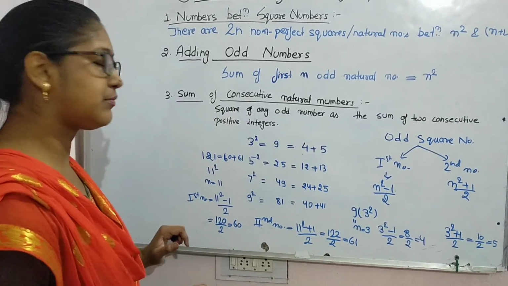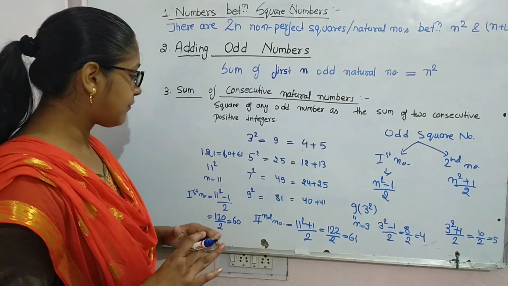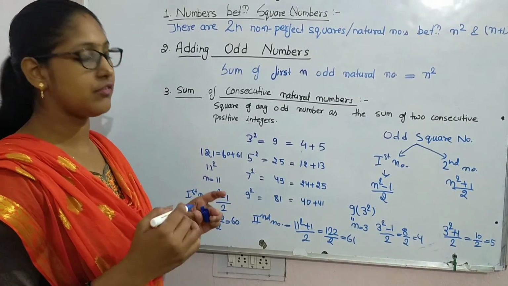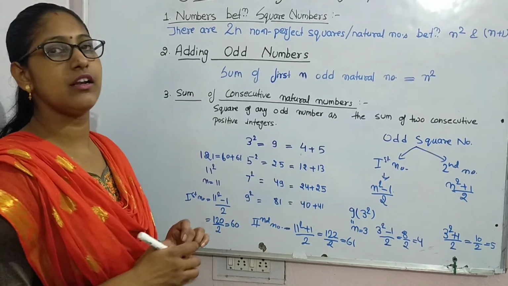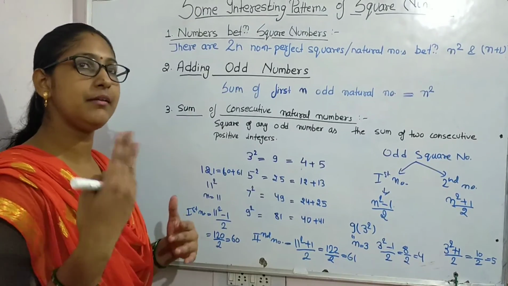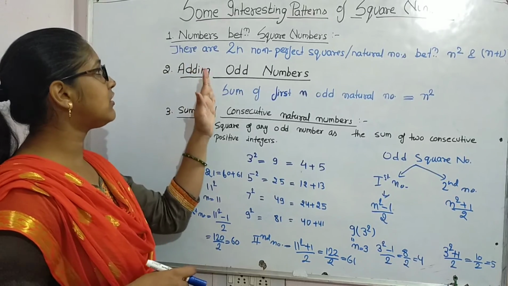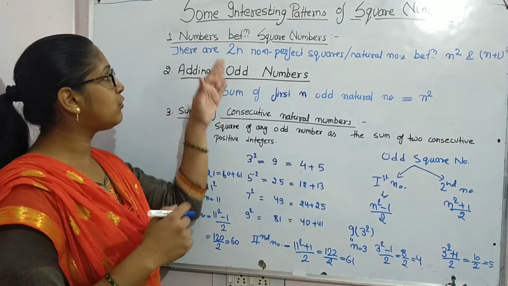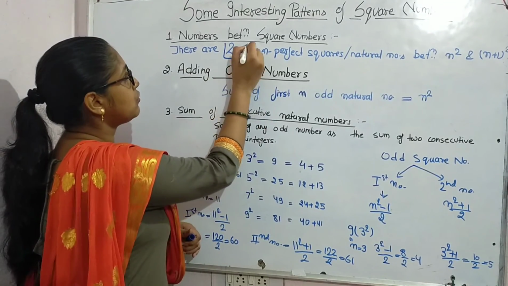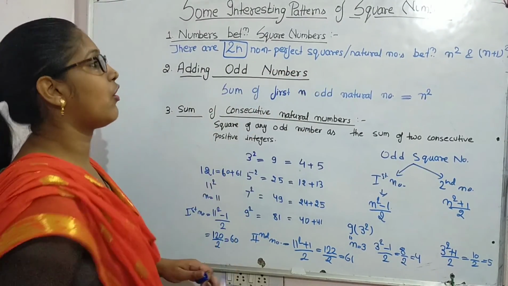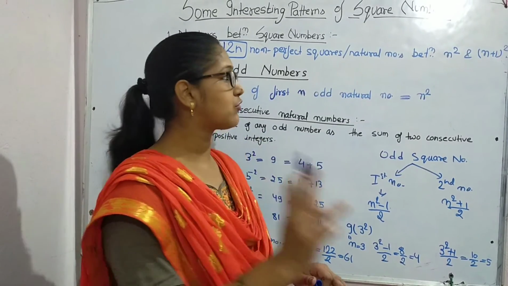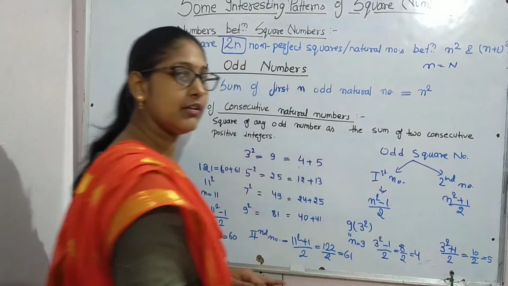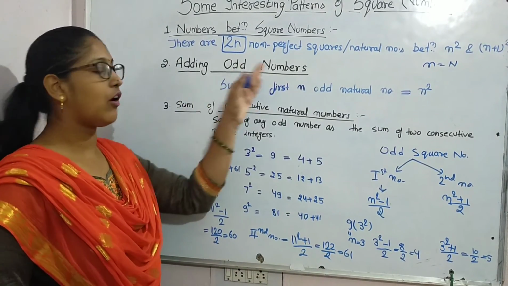So with the help of this pattern, we can easily find which two consecutive positive numbers make a perfect square. So in this video, we learned a total of 3 properties or 3 patterns. First is natural numbers between square numbers, in which we know there are 2n non-perfect squares or natural numbers between n square and (n plus 1) square, where n is a natural number. Second pattern is adding odd numbers.